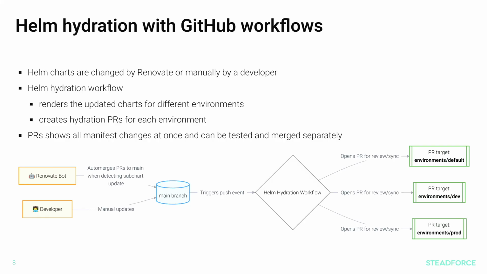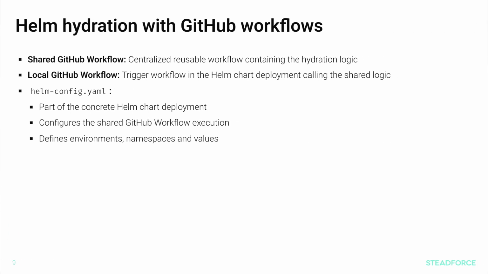That's the general approach of this concept here. And for this, we have two workflows. We have the shared workflow, which is just used for all of the Helm charts and contains all of the logic behind this hydration itself. And then you have the local ones, which are the ones you use in your specific Helm chart, because you have to use this shared workflow somehow.